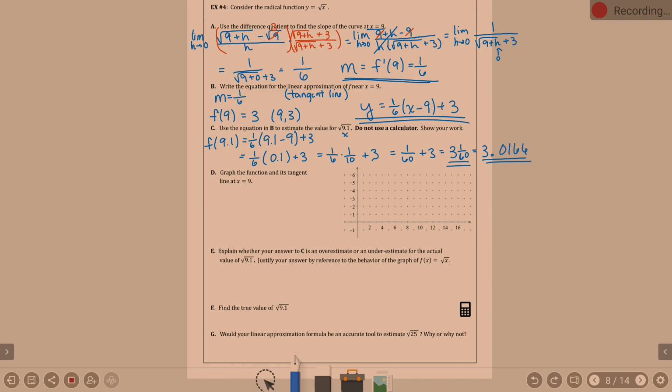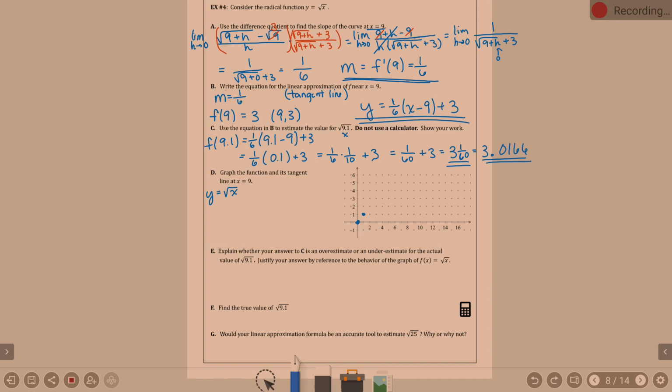Graph the function and its tangent line at x equals 9. So what's the original function? Y equals square root of x. So I can make an xy chart, or we can just think through this. 0, 0. What else is points? If you put 1 in, the square root of 1 is 1. So the square root of 0 is 0, square root of 1 is 1.